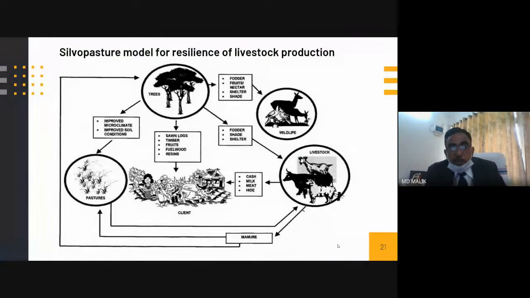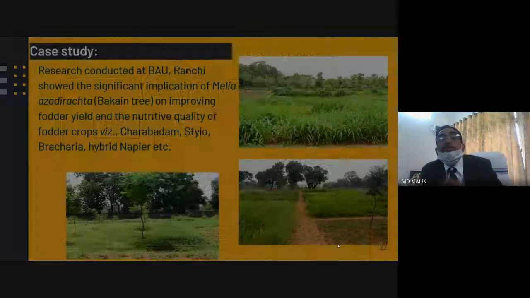These are the important aspects we have to think about: even for trees there is a demand for timber, sawn timber demand is there, then fuelwood demand is there. So these things can be met through these silvipasture models. Besides that, animals provide cash income, milk, meat, and this provides a very good income to the farmers when we share this fodder and all these things.